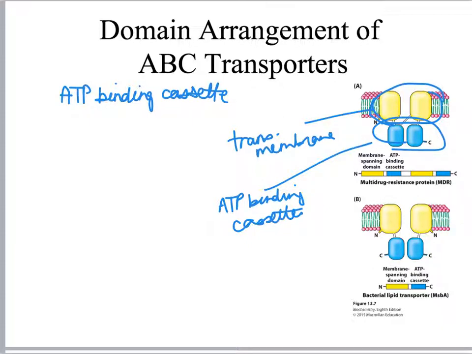Both eukaryotic and prokaryotic cells have these types of pumps. They may differ in the number of domains present, depending on the type of cell, but generally this is the structure. When we're talking about eukaryotic cells, with these types of pumps they tend to transport from inside the cell to outside.